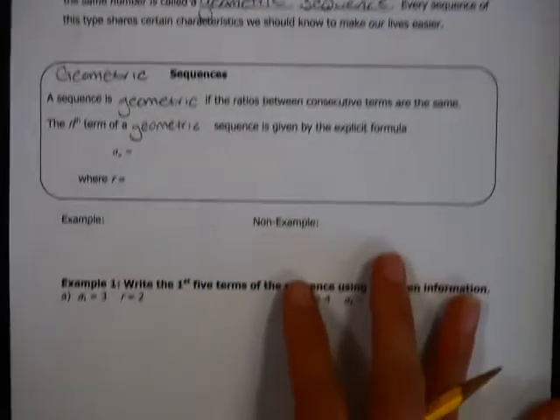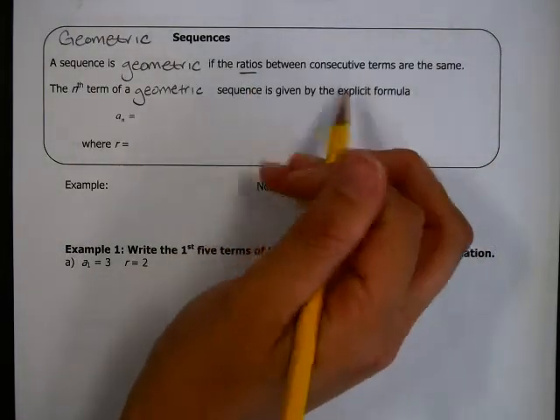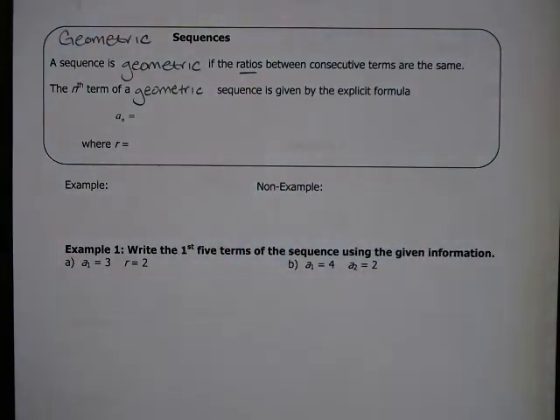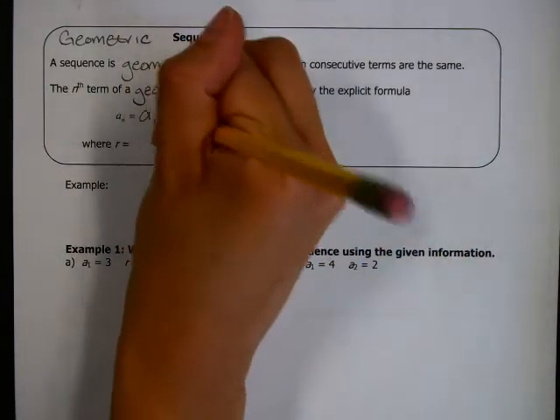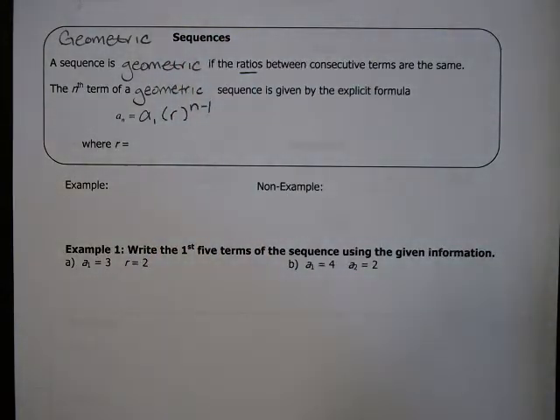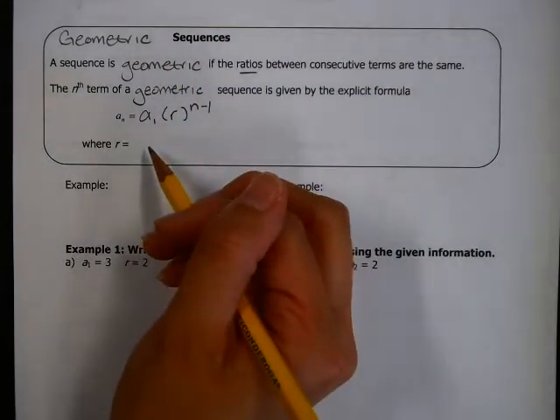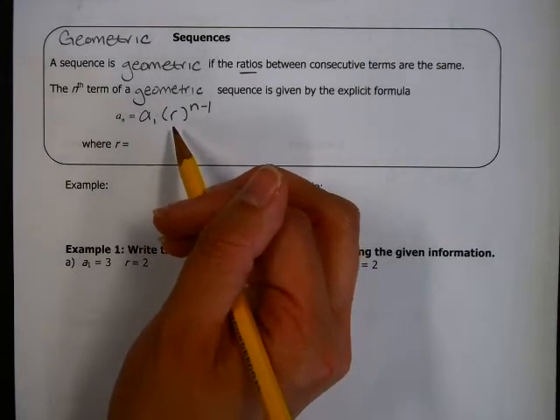So here's an information box for us. A sequence is geometric if the ratios between consecutive terms are the same. The nth term of a geometric sequence is given by the explicit formula a sub n equals a1 times r to the n minus 1 power. a1 is the first term of the sequence, r is the common ratio.